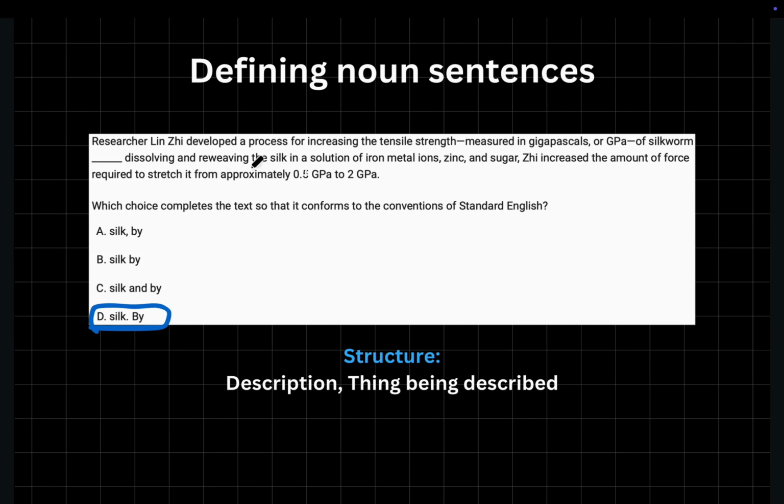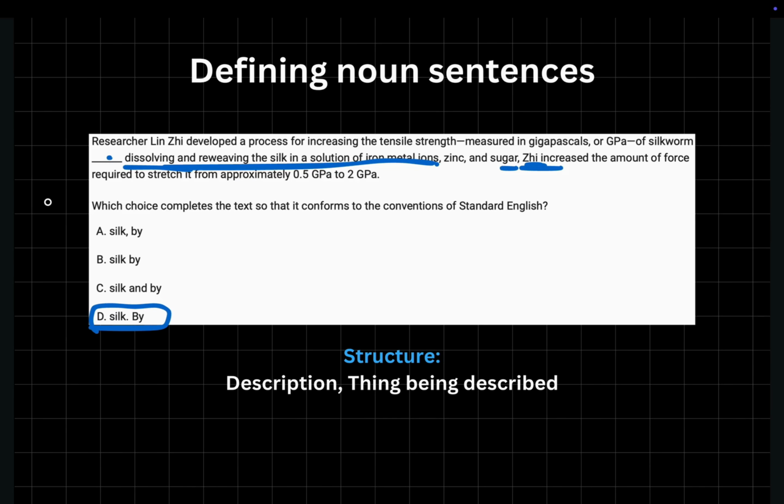So here after the blank it says, by dissolving and reweaving the silk in a solution of iron metal ions, zinc and sugar, Ji increased the amount of force required to stretch it from approximately 0.5 GPa to 2 GPa. Okay, so that part is a description of what the person had done, then the comma, then the name of the person that did the thing in the description, meaning that this is a defining noun sentence. And defining noun sentences are independent. So before that sentence started, there should have been a period, semicolon, or a comma plus fanboys.